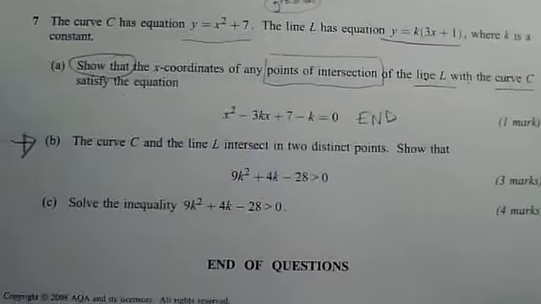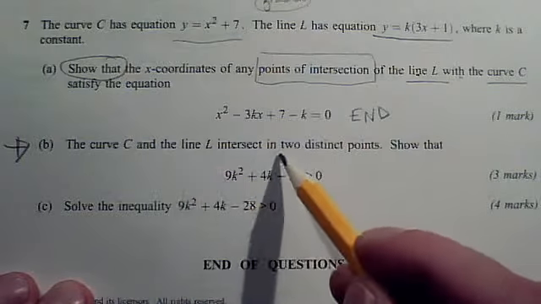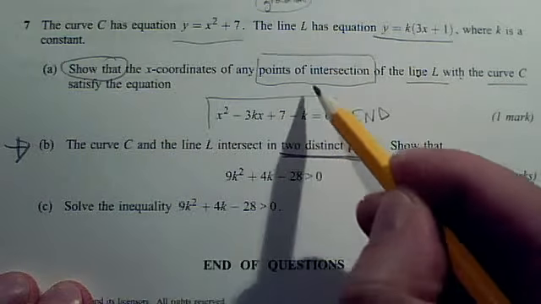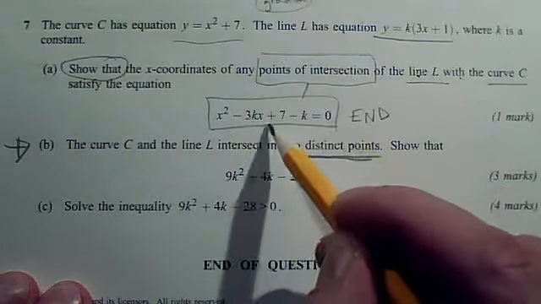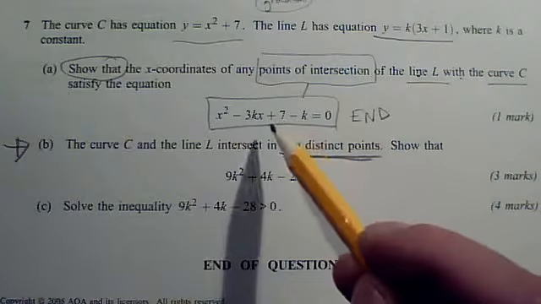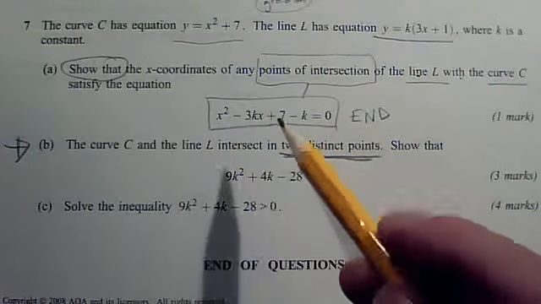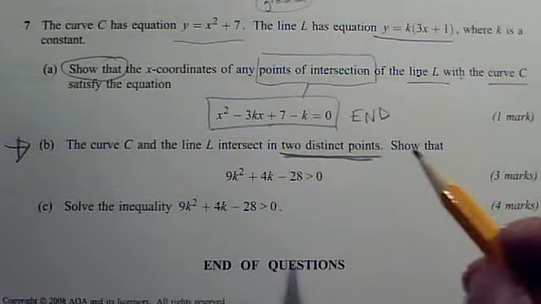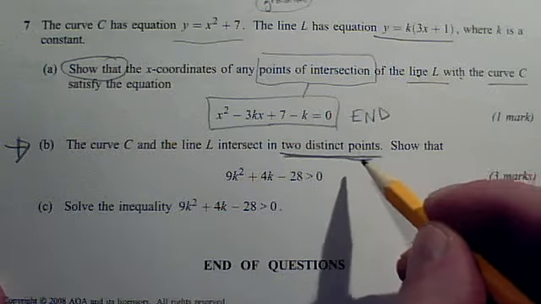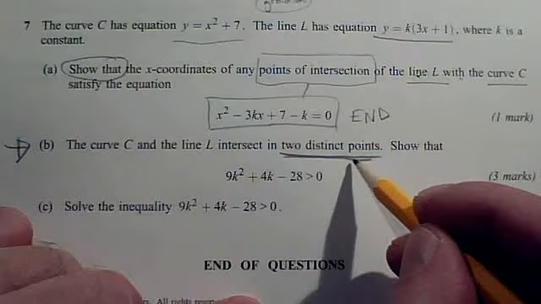Okay. Now we've got the curve and the line intersecting at 2 distinct points. This is the equation that applies to points of intersection, so this is our starting point. We need to show there are 2 distinct points, so this equation must have 2 distinct roots. What tells you about how many roots it's got? Okay, well that's your starting point.